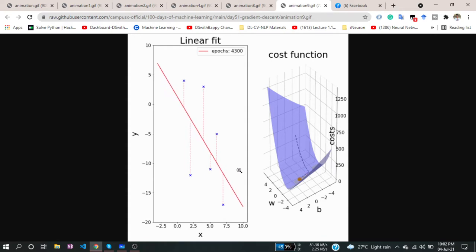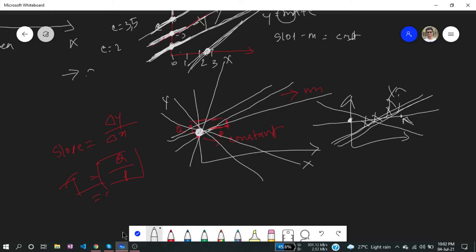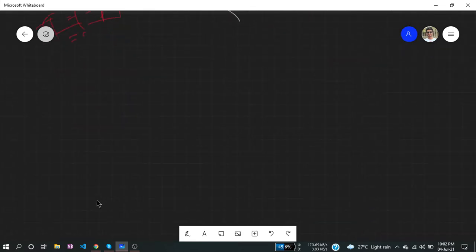It tries to find the point where the gradient would be zero. At that time, it will consider this the minima point, the global minima point or local minima point. So this is the theory of gradient descent. I will show you, but this is the observation, some graphical observation you can see here.